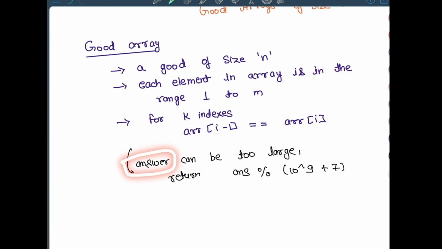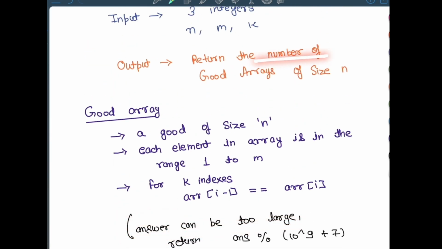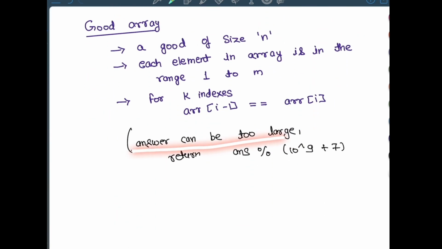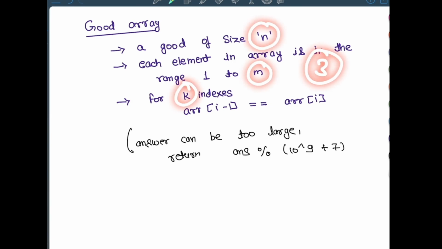Now the answer can be too large. The answer is the number of good arrays of size n. Now this output or the answer can be too large. So we need to return the answer, whatever the number of arrays we can create, mod 10^9 + 7. This is what the question says. Now this k, m and n, all these three are given in the input, and now let us try to understand this particular question with an example.